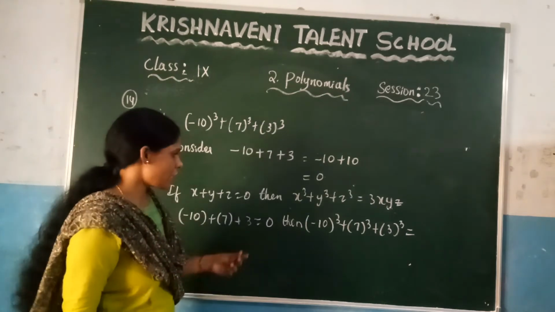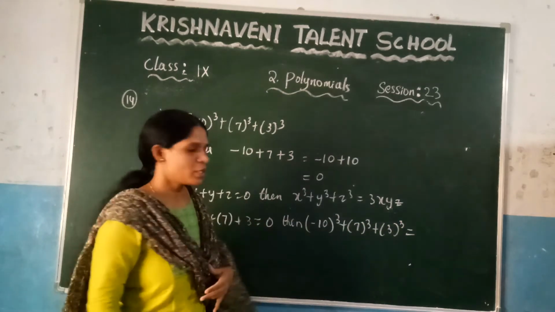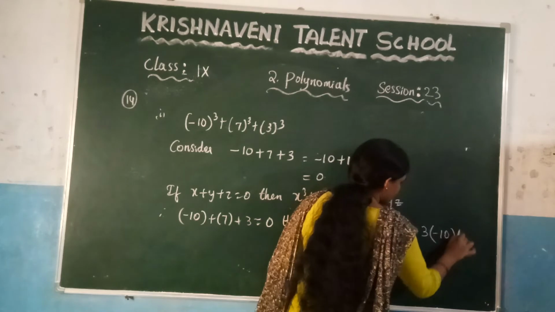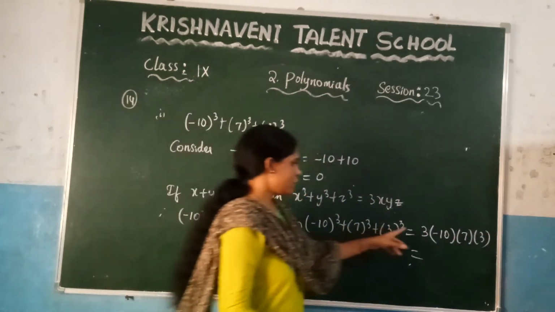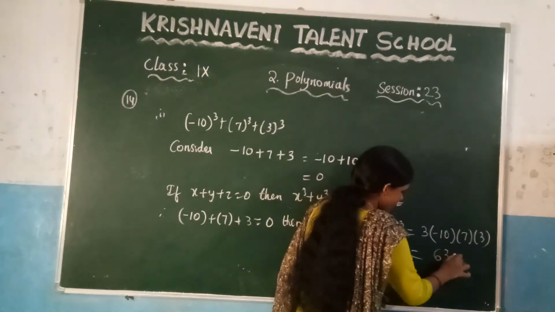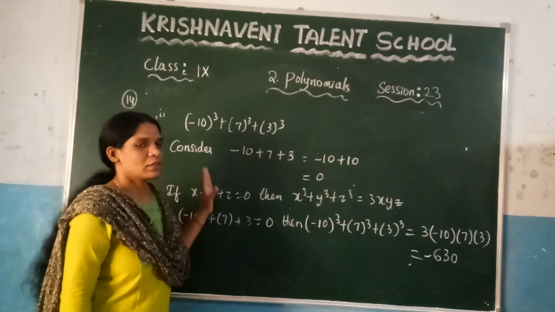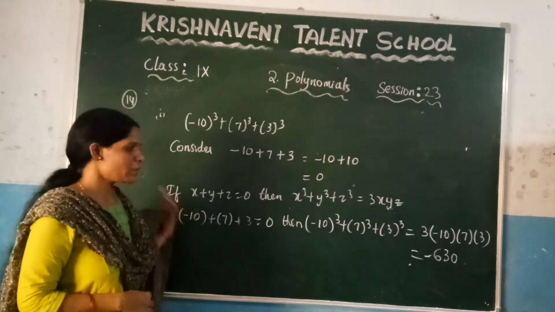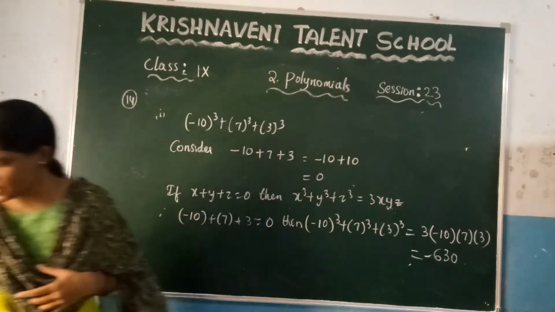So here you can observe that this value is equal to 3 into x into y into z. So write here 3 into the values of x, y, z: minus 10, 7 and 3. Just multiply it. What will you get here? 3 3s are 9 and 9 7s are 63. 63 into 10, which is 630. Since minus is there, keep it minus. There is no need to do the actual process. Just by applying this identity we can directly solve, and after solving this one you are getting the value minus 630, right?